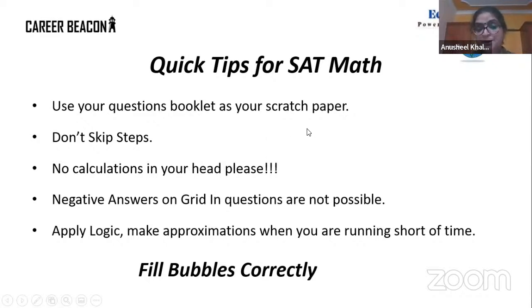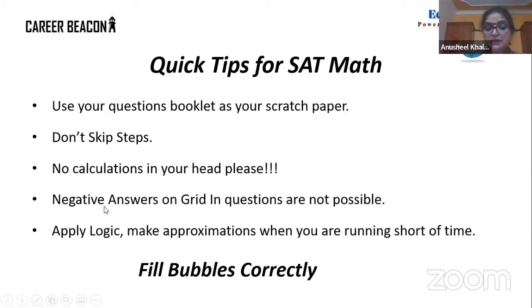Don't skip steps. Perform all the steps, even if you have to say that n minus 3 is equal to 4. So when you are taking 3 to the other side, you write n is equal to 4 plus 3. Do not skip steps, right? And no calculations in your head, because if you perform even simple calculations in your head, when you have to take some number from the left side to the right side, you may make silly mistakes. So avoid doing that, please.